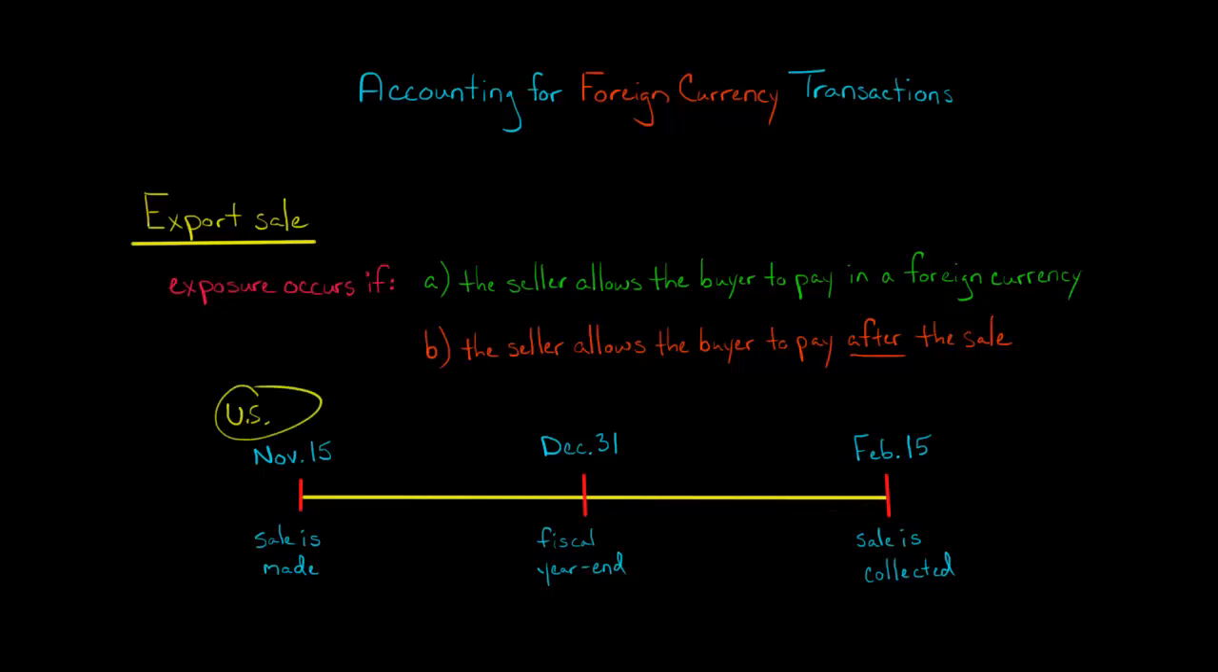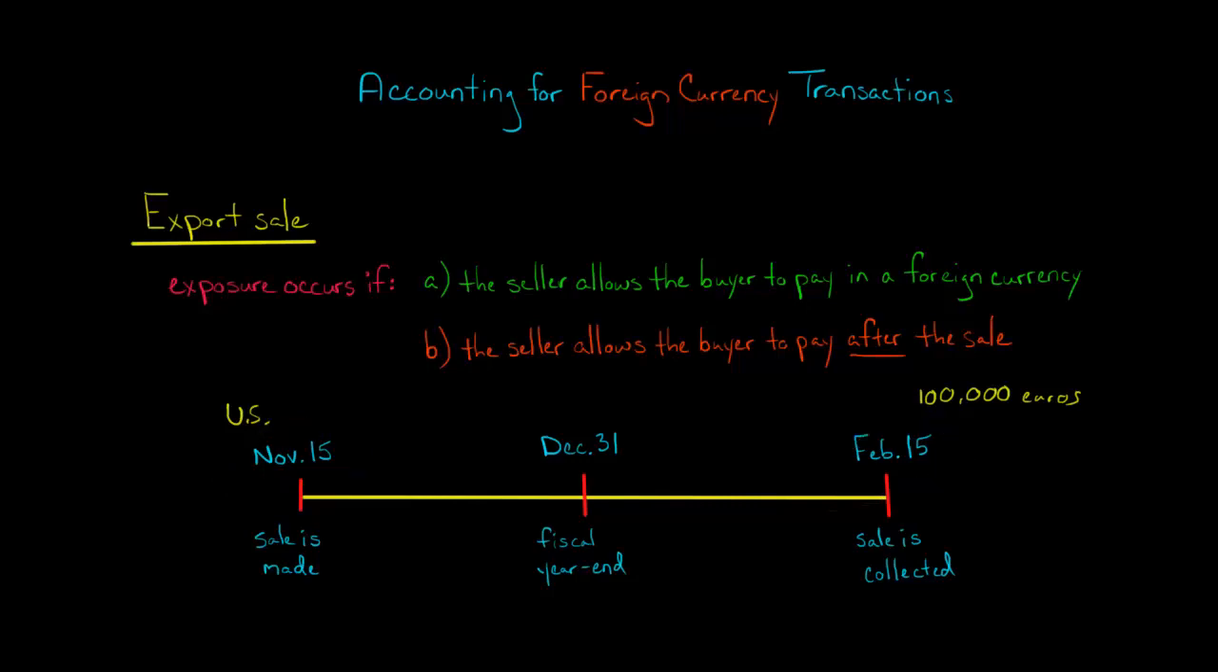And so the U.S. firm makes the sale on November 15th, but they don't collect the money until February 15th, at which point in time they are going to collect 100,000 euros. And now you can see where we could have a potential foreign currency gain or loss, because what if the value of the euro relative to the U.S. dollar changes between November 15th and February 15th? Now, I showed you how to calculate that in the last video.